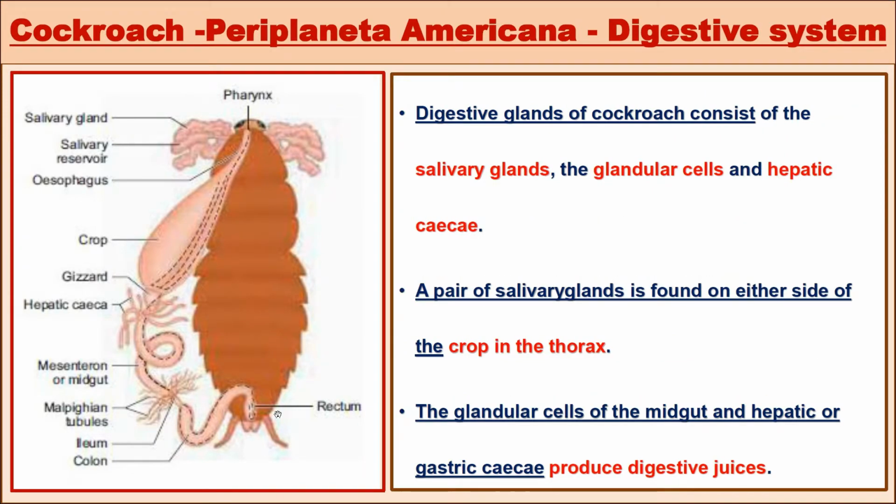The digestive glands of the cockroach consist of the salivary glands, glandular cells in the midgut, and the hepatic or gastric caecae. The salivary glands are present on either side of the crop in the thoracic region, and all these three produce the digestive juices which help in breaking up the food into simpler units.